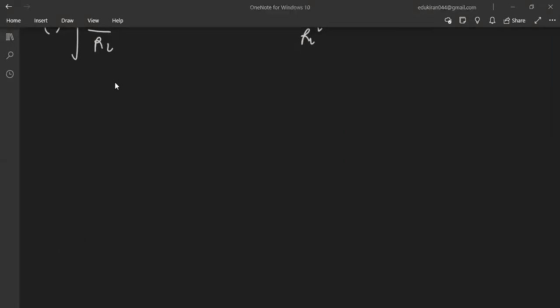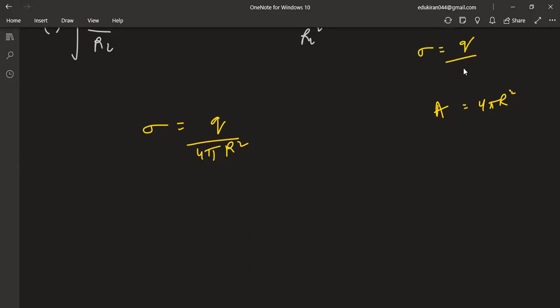Yes, class. Yes, Heather and Iram are only right. Let me discuss it with you. See, class, whenever sigma is given, always write the definition. Sigma is Q by 4 pi r square for a sphere. Why? Because the area of a sphere is 4 pi r square. And how do you write the density? Density is charge per unit area. That's how you write. So Q by 4 pi r square, this is sigma.